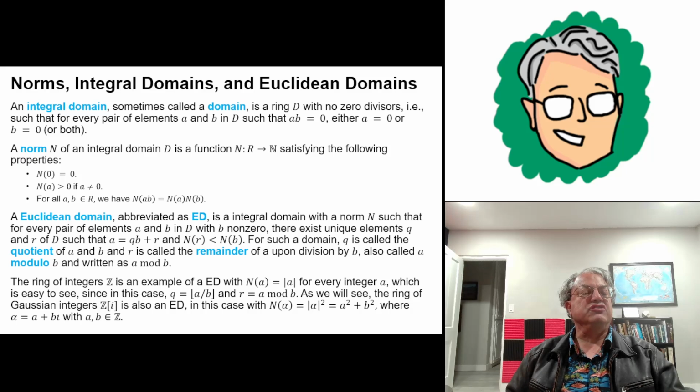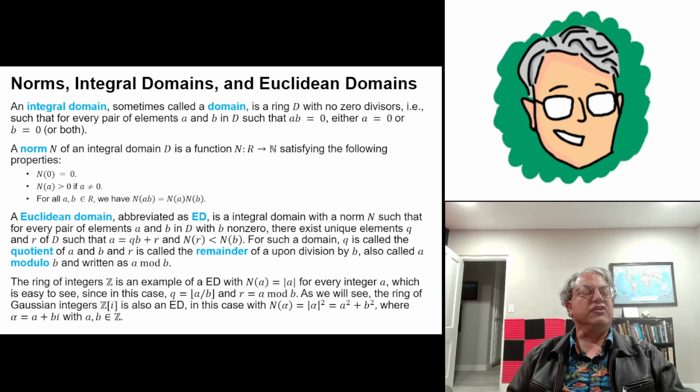And then there's a particular type of integral domain that's very important. It's called a Euclidean domain. A Euclidean domain, abbreviated as ED, is an integral domain that has a division algorithm on it. In other words, for every pair of elements A and B of your integral domain D, as long as B is non-zero, we can compute the quotient, which we call Q, and the remainder, R. So in other words, there exist elements Q and R of D such that A equals QB plus R, and in addition, the norm of R is strictly less than the norm of B.